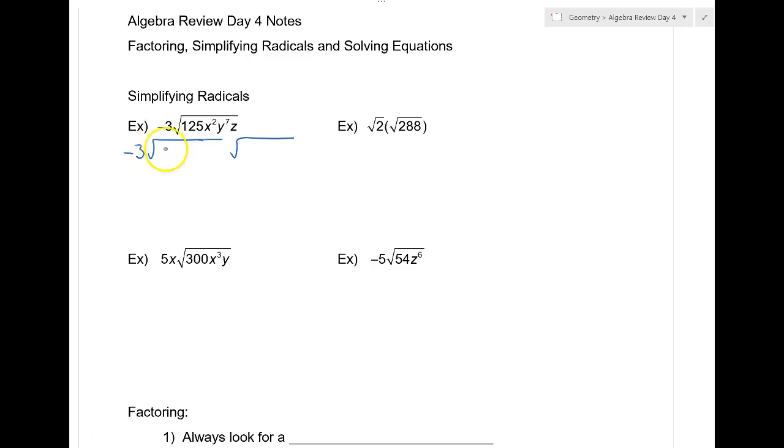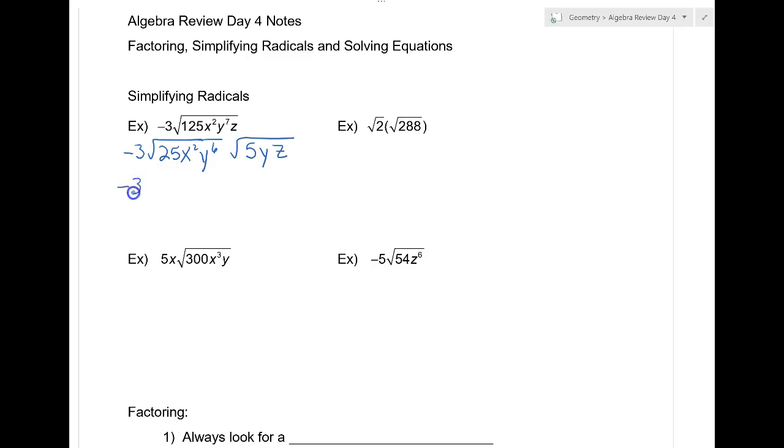So I look at 125, and I know 25 is my perfect square number that I can factor out of 125, which leaves a 5. Then I look at x squared. Remember, if it's an even exponent, it's a perfect square number. So x squared comes out. Then I have y to the 7th. Well, y to the 7th is not a perfect square. However, we know if we have 1 less, y to the 6th, it is. So then I have a y left. And then we also have z to the 1st. It's not a perfect square number, so it gets left underneath the radical sign on the right.